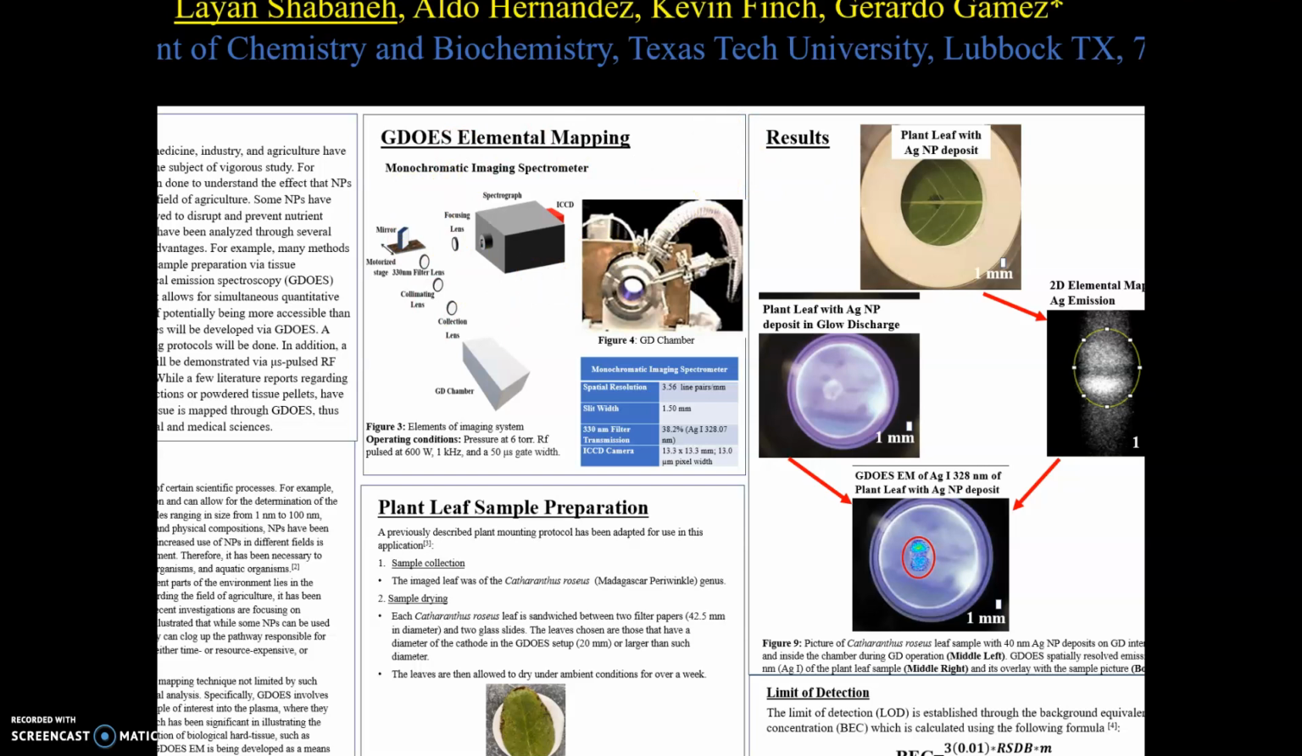As I continue on to my GDOES elemental mapping section, I will explain the elements of our imaging system. To begin, our light source is a glow discharge lamp. Light first goes through the collection lens as pictured here, which collects it and also demagnifies our image. The light continues on through the collimating lens, which aims to make all the light beams parallel. Later on, the light goes through our 330 nanometer filter lens, which aims to selectively transmit only the light emitted by silver atoms at 330 nanometer.